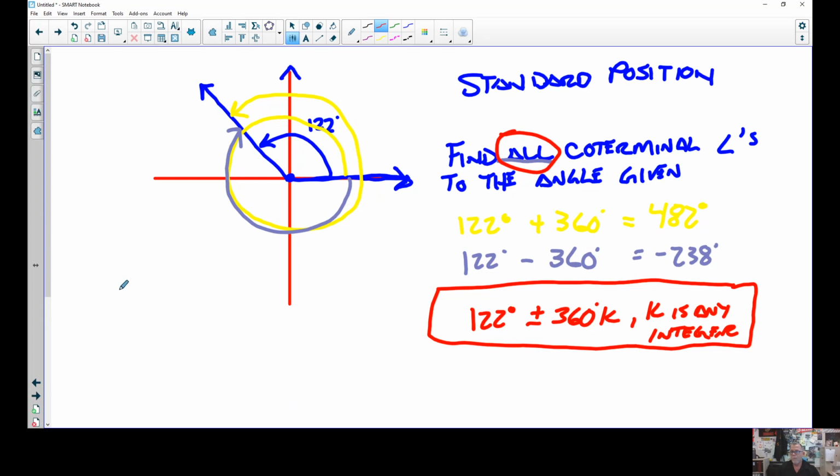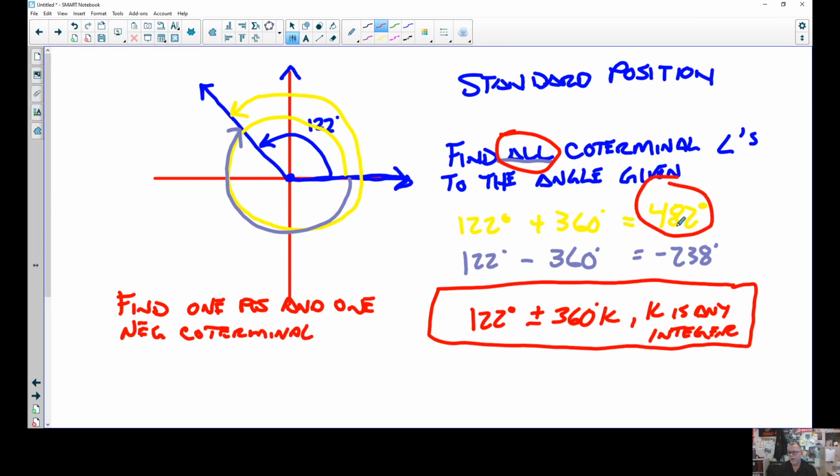Now, if it says find one positive and one negative coterminal angle, this sometimes happens. Well, again, I could have used these two, couldn't I? That's a positive one. That's a negative one. There's infinitely many answers to this, but that's one positive and one negative.